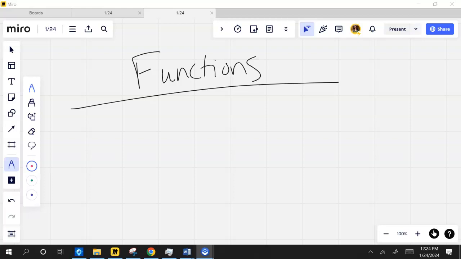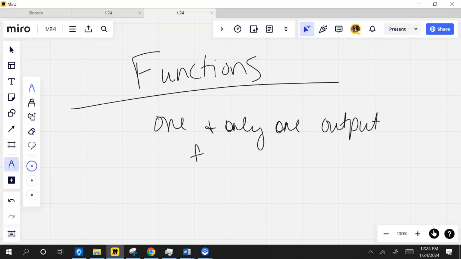Y'all clearly don't remember this. I should just tell you. Okay. One and only one output. That's what I said. I'm sorry, Miguel, I didn't hear you. Output being Y, input being X.